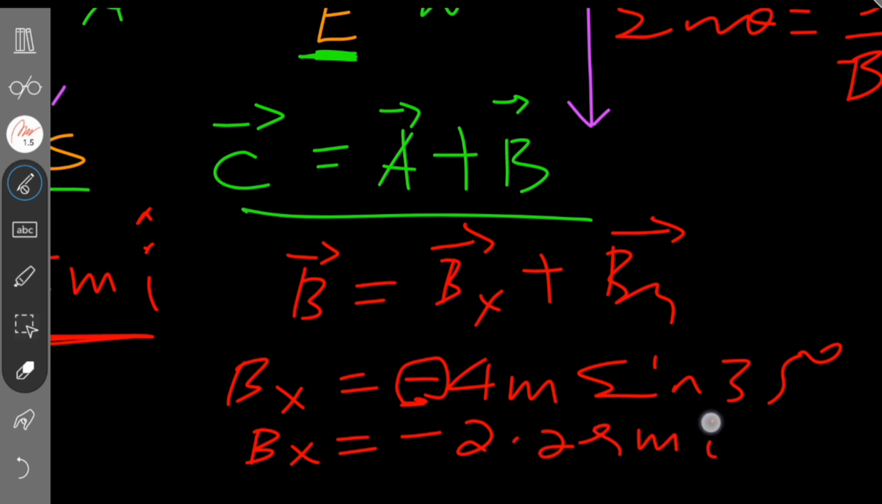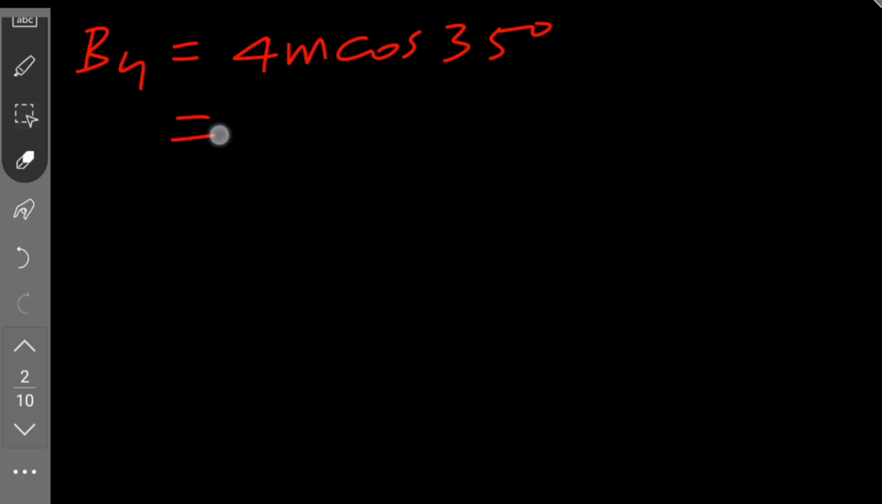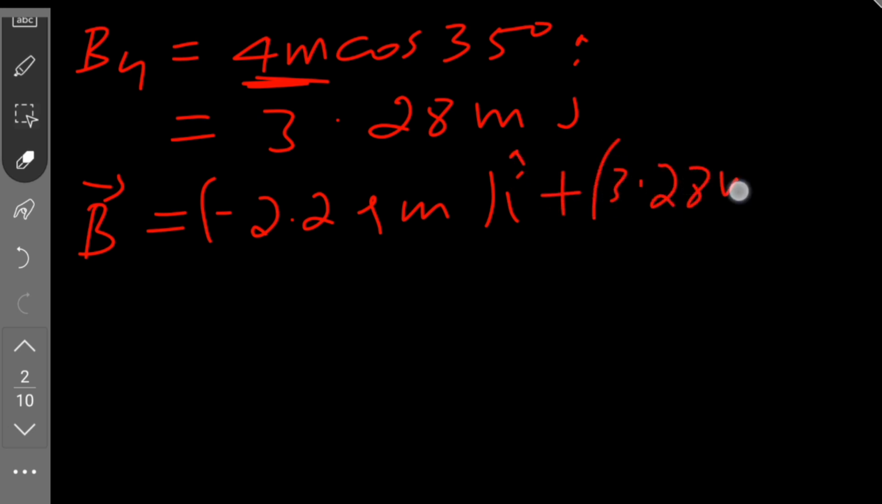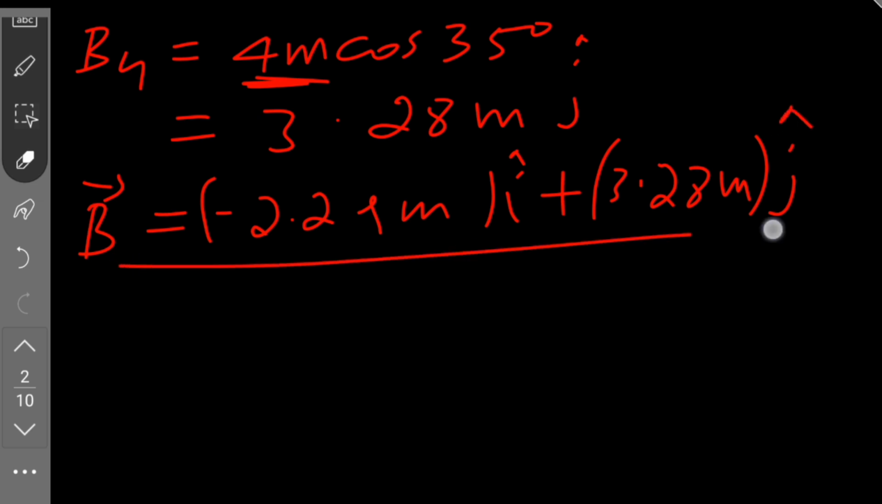-2.29 meters in the i direction. Okay, in the i direction, negative 2.29. The y component of B is equal to 4 meters times cos 35 degrees. Positive, because in the second quadrant the y axis is positive. The result is 3.28 meters in the j direction. Then writing it all together, vector B in vectorial form is equal to minus 2.29 meters in the i direction plus 3.28 meters in the j direction. Okay, this is vector B.